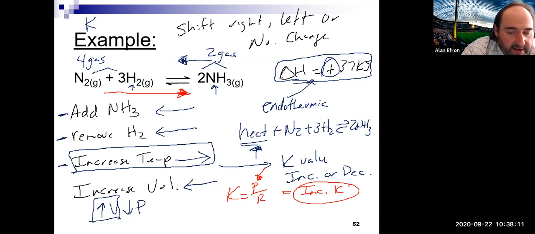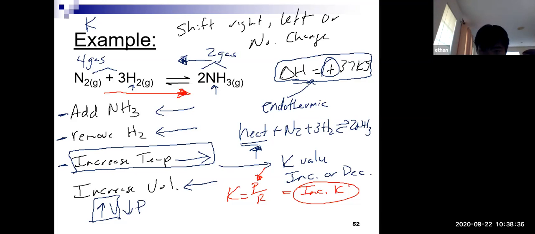Again, the temperature is the only thing that will affect the actual value of K. And since in this particular example it is heading to the right, we should expect more products to be made. More products means that when I do K, that's products over reactants, that should give me a larger number on top than bottom, and that should increase the K value. Questions on that there?